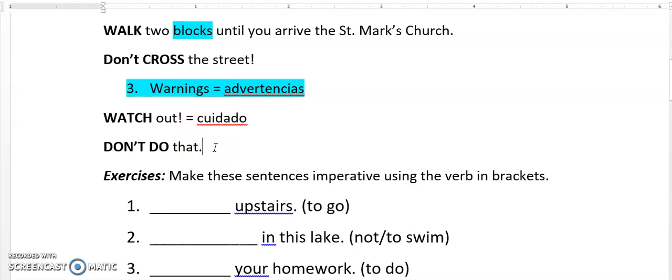And here we have don't do that. No hagas eso. Usado mucho para niños. Y también puede ser para mascotas. Don't do that. No hagas eso.